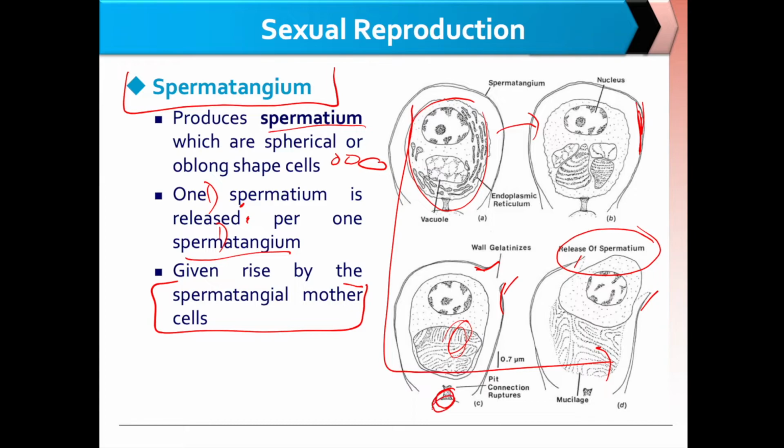no, itong pit connection na to, pag nag-rupture to, para kang mag-ano ng pressure kung saan mag-ano yung mucilage dito, no? Magpo-pour in yung mucilage dyan. Pag nag-rupture tong pit connection na to, the mucilage will come in, no? Or will get expanded. Minsan, your vacuole will also aggregate and form this very large vacuole here. At kapag nasira na nga yung pit connection, the mucilage will expand and essentially mapupush out yung ating baby spermatium outside dun sa nag-gelatinize na wall of your spermatangium. So 1:1, di ba? One spermatangium, one spermatium na ma-release.